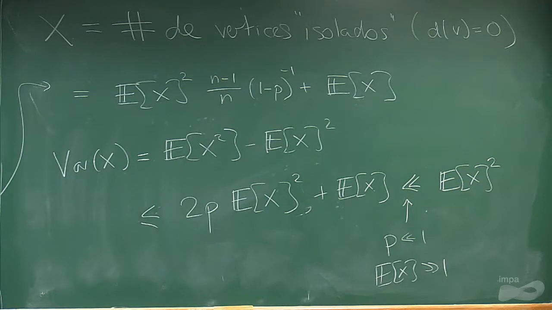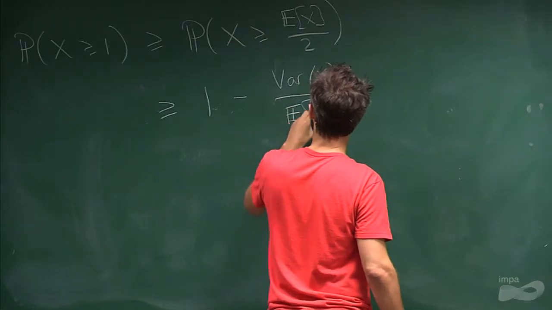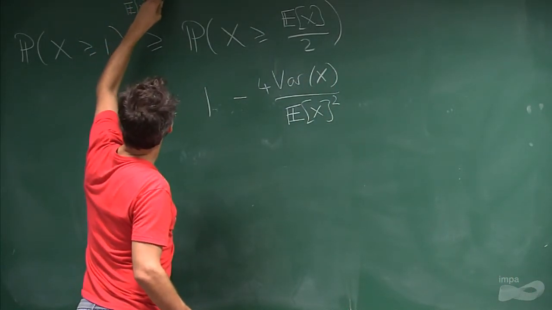Is it okay? Should I do that carefully, or are you happy? Who would like me to do that calculation carefully? Okay, so I will, maybe over here. So the probability that x is at least 1 is at least the probability that x is at least the expected value over 2. Right? Just because the expected value is big. Which by Chebyshev is at least 1 minus the variance of x over the expected value squared times 4. So this is expected value of x is at least 2, and this is Chebyshev.